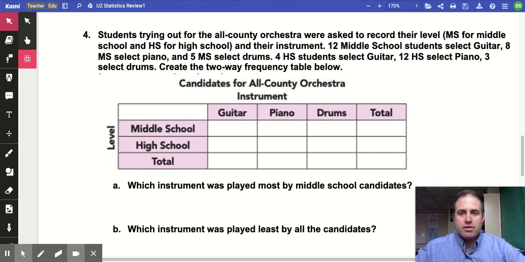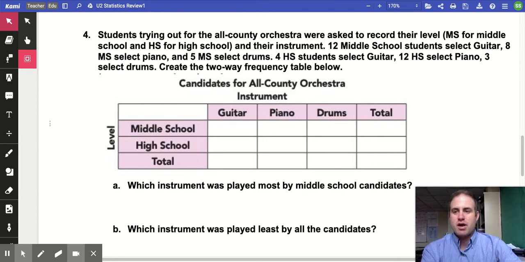All right, another thing we've been studying in statistics are two-way frequency tables. And two-way frequency tables are a way to organize some of our data. And here, as you can read, we've got a county orchestra. We've got middle school and high school students who are trying out for the orchestra. And they're selecting in some sort of survey whether they're middle school or high school, and then whether they'd prefer to play the guitar, the piano, or the drums.